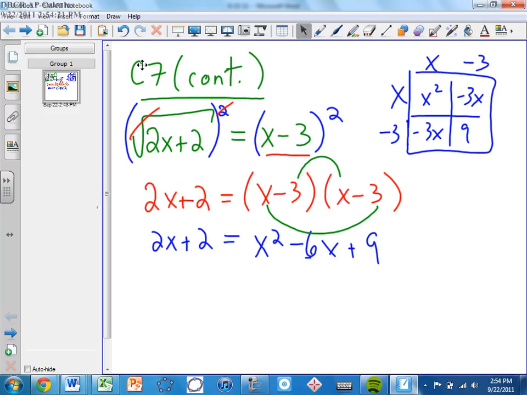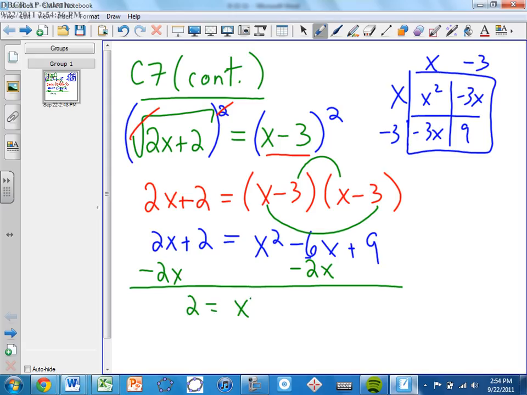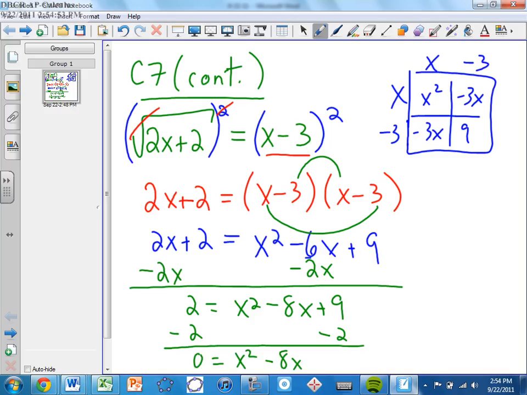Now, it does not really matter which side we make equal to 0, but if we move the x squared over, it's going to become negative x squared. So we don't want to move the x squared over. So let's move the 2x over, and then we'll move the 2 over. So here we're going to get 2 equals x squared minus 8x plus 9. Again, we're moving the 2x over first. Then we'll move the 2 over. We're going to get 0 equals x squared minus 8x plus 7. Again, the whole goal of this process right here is to get 0 on one side of the equation.